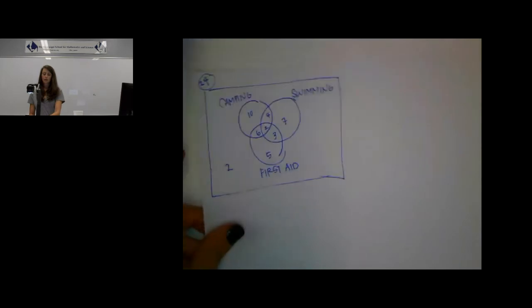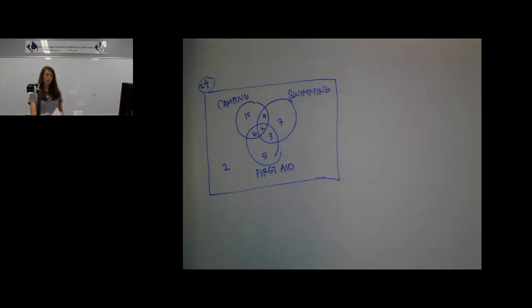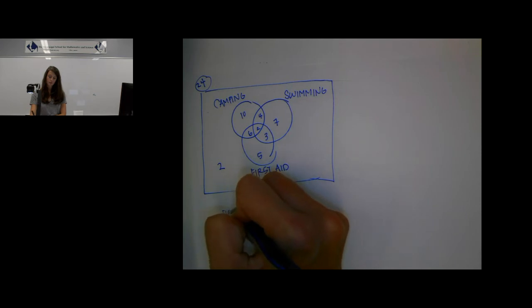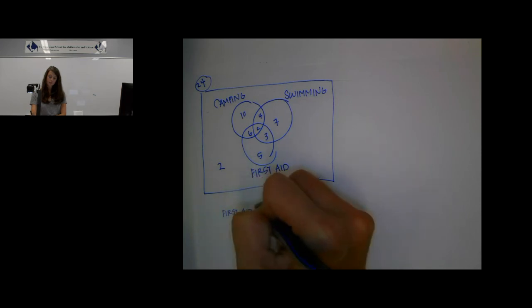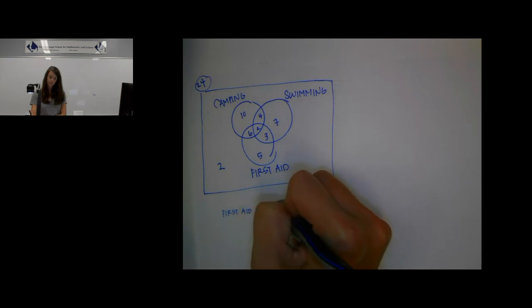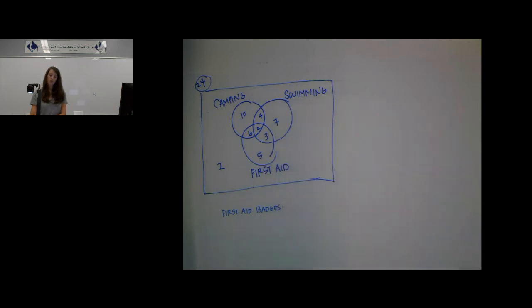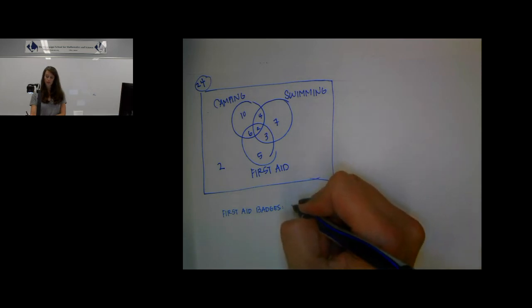Alright, so then I do want to go back to this one. We talked a little bit about it in class, but I do want to kind of go back to that one because some of y'all missed this on your quiz, so I just do want to hit this again. Okay, so the first one said, how many Boy Scouts have first aid badges? Okay, so first aid badges would be all of these added together. So 5 plus 3 plus 2 plus 6, which is going to be 16.